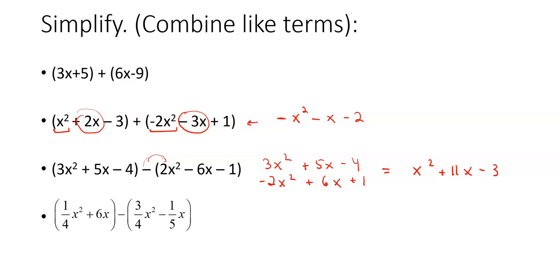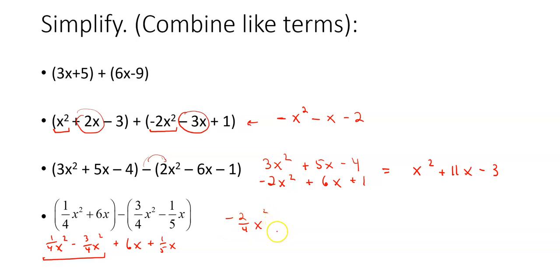For the one down the bottom, I'm going to need a common denominator for each part. So I'm going to need a common denominator for the x squared terms and for the x terms. The x squared terms are easy, right? I've got a quarter x squared minus 3/4 x squared. But look at the x's. I've got a plus 6x minus a minus makes a plus 1/5 x. So a quarter x squared minus 3/4 x squared, a quarter minus 3/4 is -2/4.